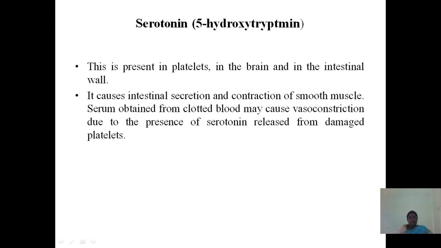Serotonin, 5-hydroxytryptamine. This is present in platelets, in the brain and in the intestinal wall. This serotonin causes intestinal secretion and contraction of the smooth muscles. Serum obtained from clotted blood may cause vasoconstriction due to the presence of serotonin released from the damaged platelets.